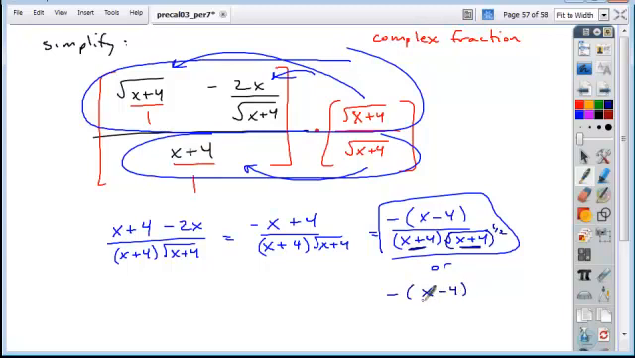What do you do with powers when you multiply their exponents? You add the powers, so this is 2/2 plus 1/2, which is 3/2, and you get your solution.